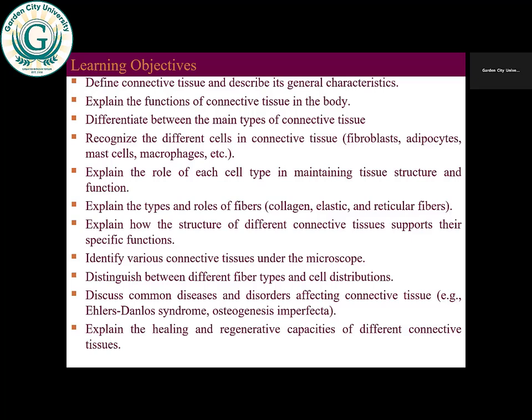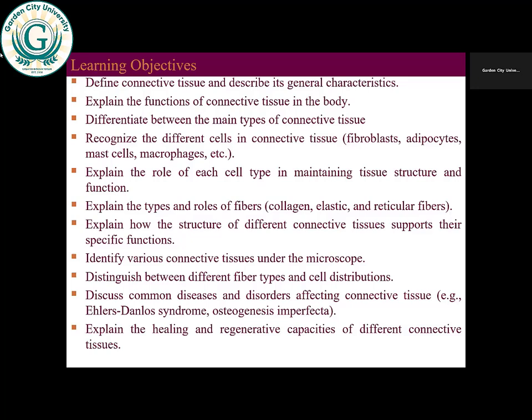I'm not going to do any recap of the previous lectures. But then we define tissue as a group of similar cells that perform a particular function. And we identify four main tissue types. The epithelium that lines cavities and forms glands. The muscle tissues that are special for contraction. The nervous tissue that transmits nerve impulses.